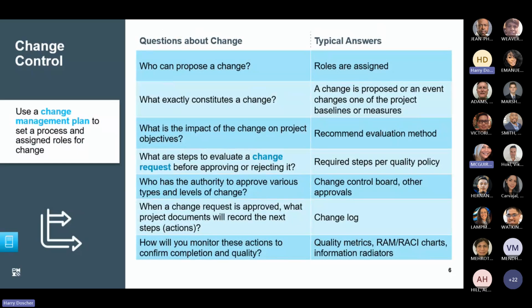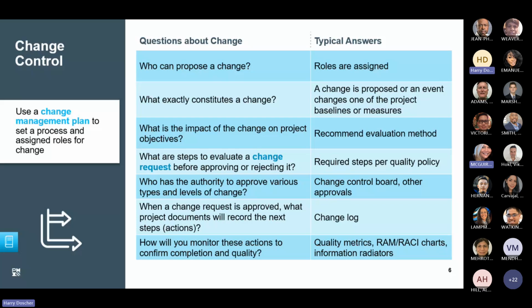All right, predictive projects. The most fun thing about predictive projects is change control. So you're going to produce a change management plan, and that's going to let everyone know what the process is for proposing a change, delivering a change, and who needs to be involved with assessing the changes.